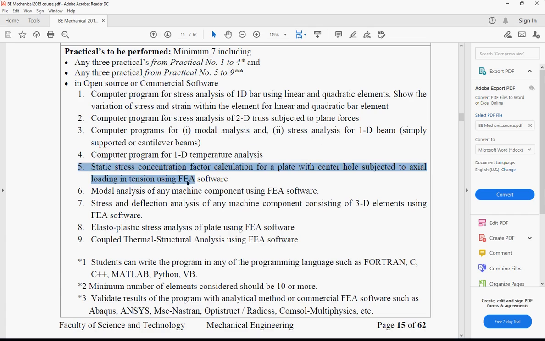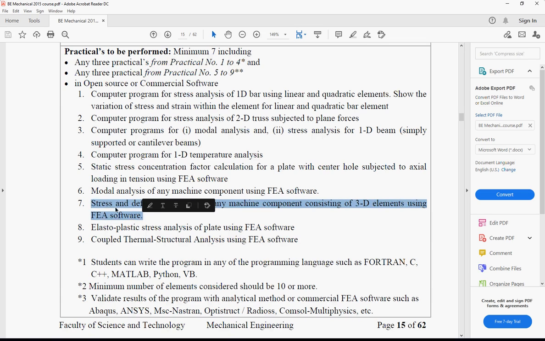Now what remains is the stress concentration. I have taken care of this in CAD/CAM: a plate with a hole, center hole subjected to axial tension load using FEA software. This we have already done. Then we have to do modal analysis of any machine component and stress analysis of this. This I have also completed. If you remember, I took one shaft with ANSYS Workbench, applied some moment, and we tried to find out how the stress distribution occurs. So this problem is also covered. So the modal analysis is remaining.